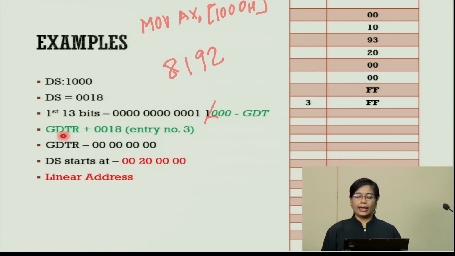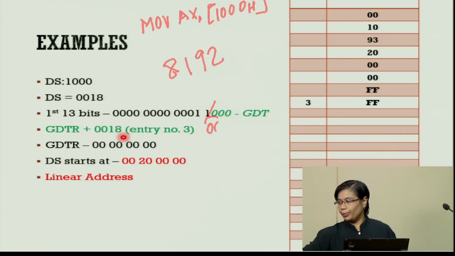So we will take the contents of the global descriptor table register and add a value 0018. If it was entry number 0, then the address would have been 000. If it was entry number 1, this value would be 0008. If it was entry number 2, this value is 0010. And if it is entry number 3, it is going to be 0018.